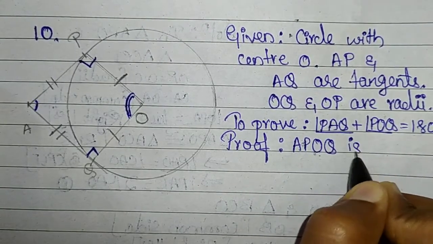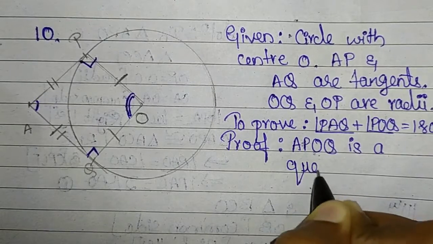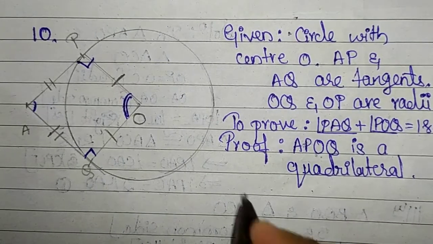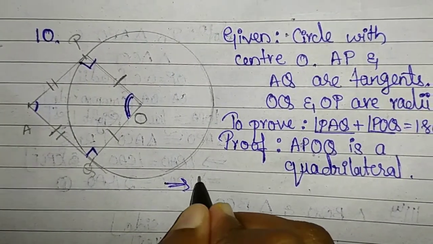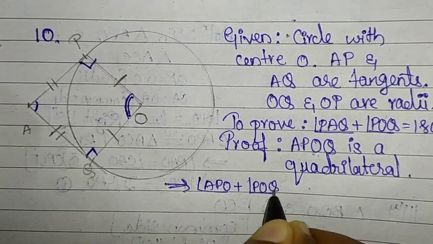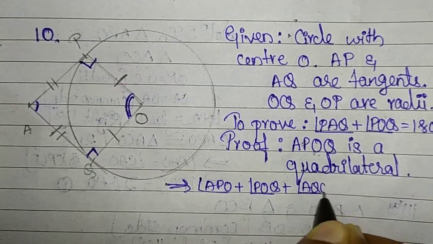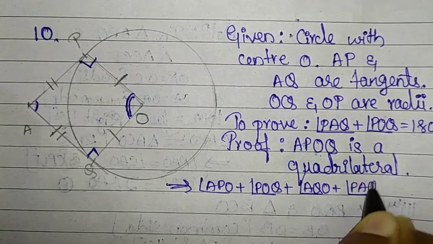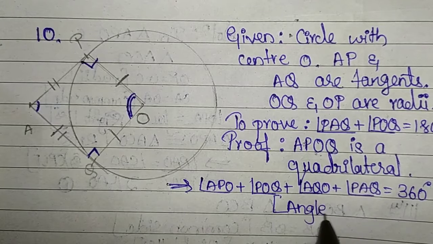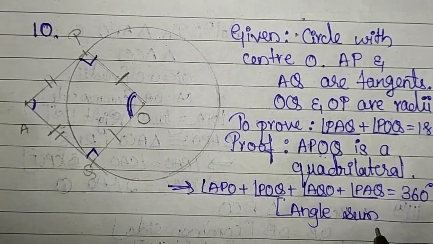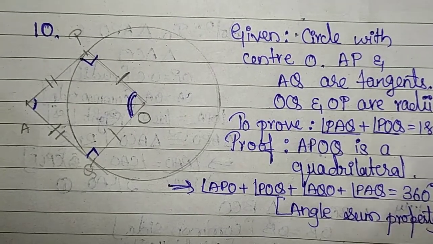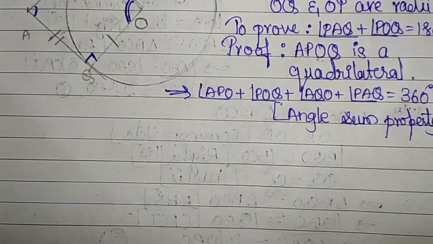APOQ is a quadrilateral, you know that. So this implies angle APO plus angle POQ plus angle AQO plus angle PAQ is equal to 360 degrees by angle sum property. Whenever you add interior angles of a quadrilateral, then their sum is 360 degrees, whereas for a triangle the sum is 180 degrees. Your 7th and 8th standard mathematics.